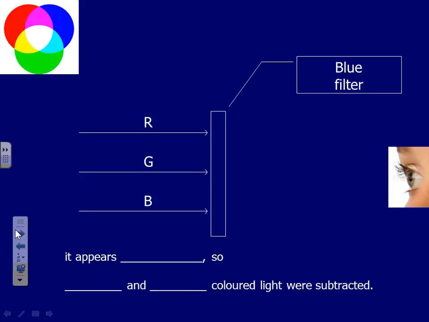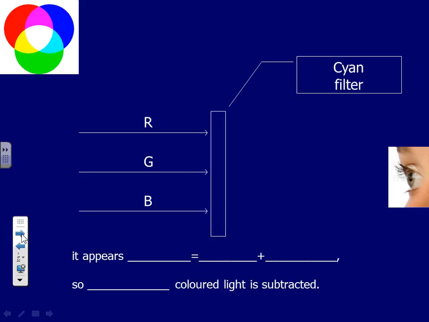I do have a blue filter right there. Blue filter. Blue, it appears blue, and so red and green were absorbed. Okay? What's my next one going to be? A cyan filter. Now your spaces all look the same, so you've got to kind of squeeze in there.